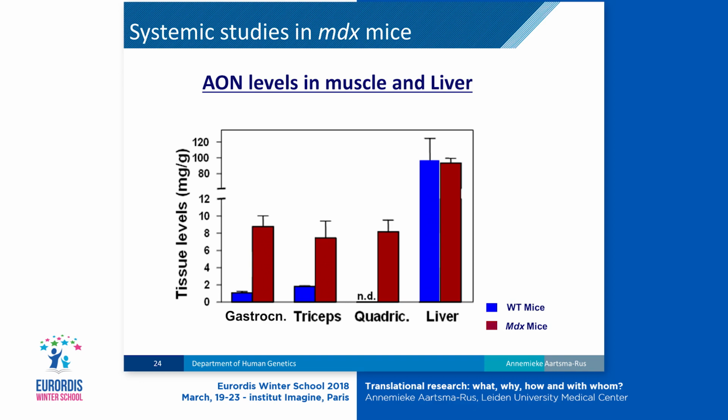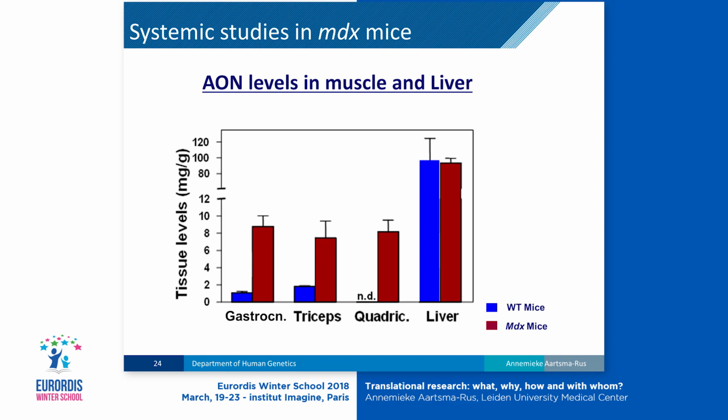Well, we tested it anyway, and what we did, we tested it intravenously in wild-type mice, so unaffected mice, and in the MDX mouse. And then we checked the uptake in liver and 3 different muscles. Well, you can see in liver, indeed, there is a lot of uptake. And then, so this goes up to 12, and this goes up to 120. So, this is really a lot. Then, in the wild-type mice, indeed, we hardly found any of the AONs back in the muscles. But in the MDX mouse, we did.